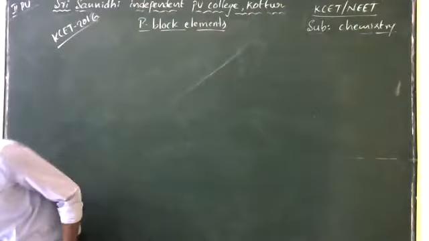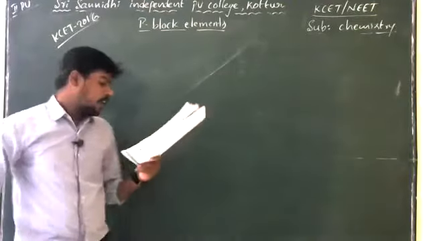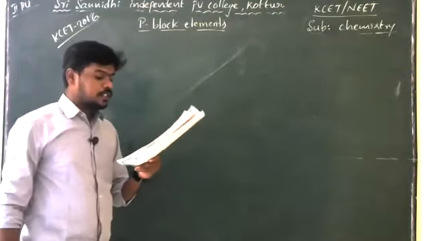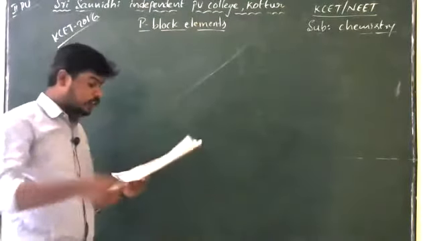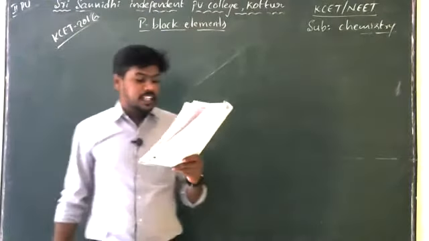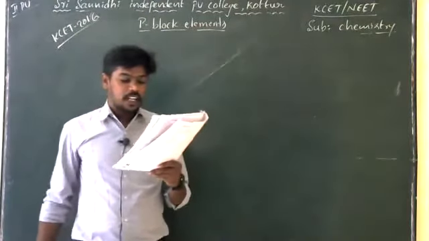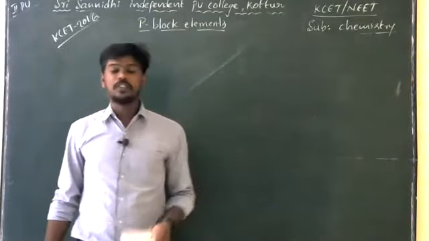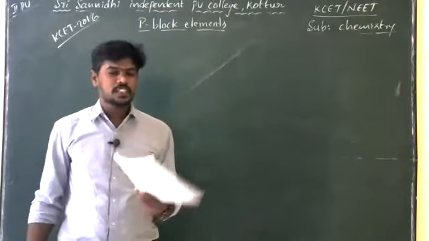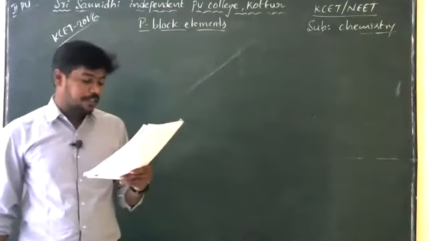Okay? And also the next question, the 10th one. Which is true regarding nitrogen? So the question is on nitrogen properties. Nitrogen is less electronegative? No, nitrogen has high electronegativity. Why? Due to its small size, nitrogen has high electronegativity, right?